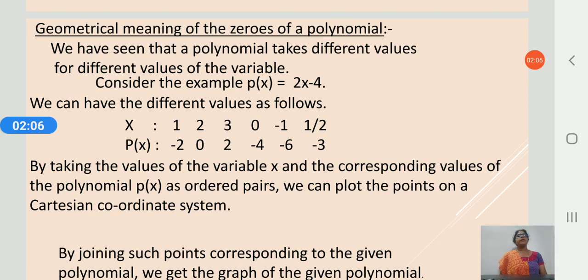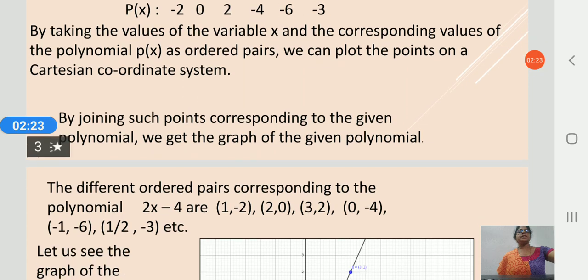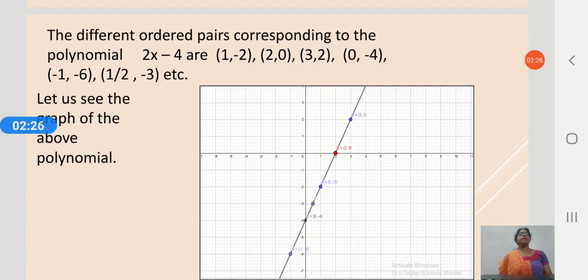By taking the values of variable x and the corresponding values of the polynomial as ordered pairs, we can plot the points on a Cartesian coordinate system. Then we can plot the points on a sheet of graph paper. We will get the graph. Here the ordered pairs are: first pair 1 and negative 2, second pair 2 and 0, third pair 3 and 2, 0 and negative 4, negative 1 and negative 6, 1 by 2 and negative 3. Now we can see if we plot the points on a sheet of paper, we will get a graph like this. It will be a straight line.